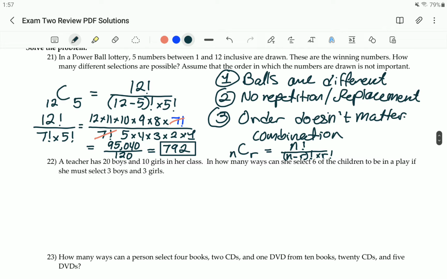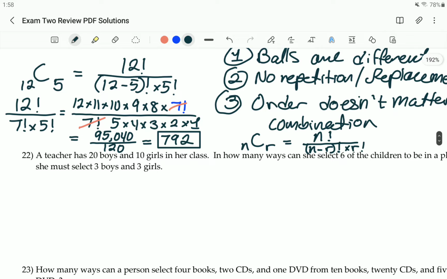Number 22 says, a teacher has 20 boys and 10 girls in her class. In how many ways can she select 6 of the children to be in a play if she must choose 3 boys and 3 girls? All right, we want to find out how many ways to choose 3 boys and 3 girls.